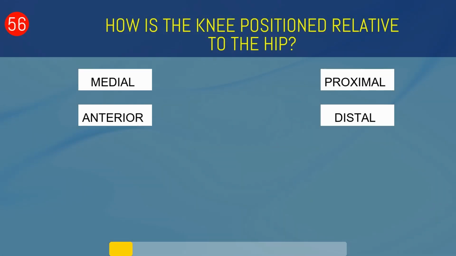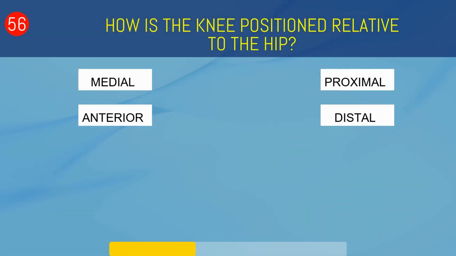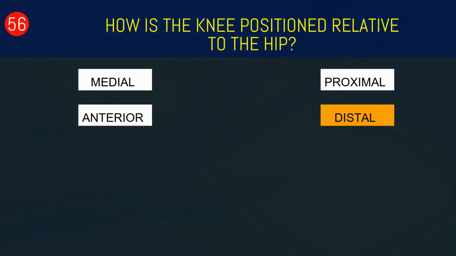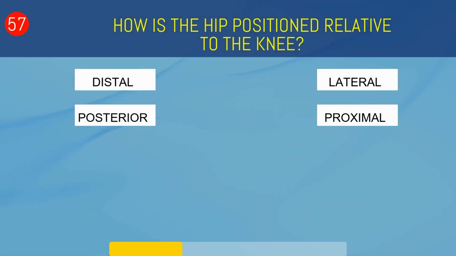Proximal. How is the knee positioned relative to the hip? Medial, anterior, proximal, or distal? Distal. How is the hip positioned relative to the knee? Distal, posterior, lateral, or proximal?